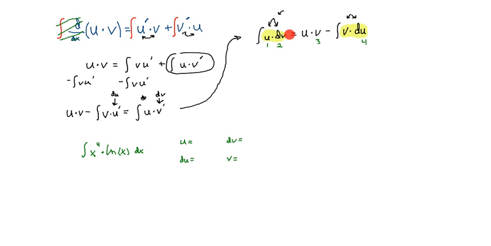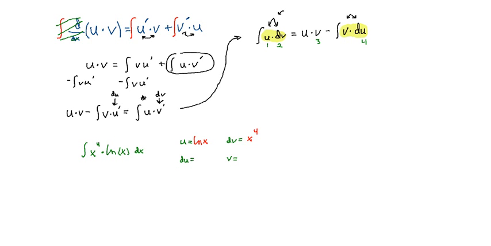So first off, in our original integral, we have to pick one side to be u and one side to be dv. So one of these is going to be u and one of these is going to be dv. Okay? And so in this case, I'm going to pick u to be natural log of x. I'll tell you why in a second. And dv is going to be x to the fourth.